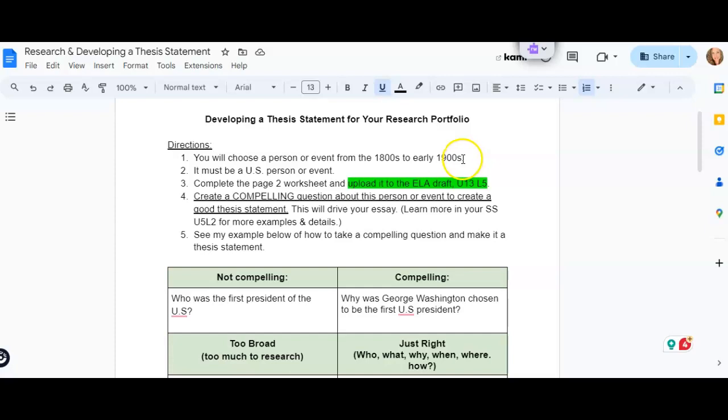It needs to be someone that's relating to history. Okay, not a scientist making changes. That's cool and all, but that's more for science research. We are researching a U.S. person in history. So you also need to come up with compelling questions. A compelling question is something that really takes you deeper and you're not answering yes or no. Okay, I'm going to show you down below some examples, but this question is going to be what your entire, I know this says essay, I should probably change that, portfolio is about.